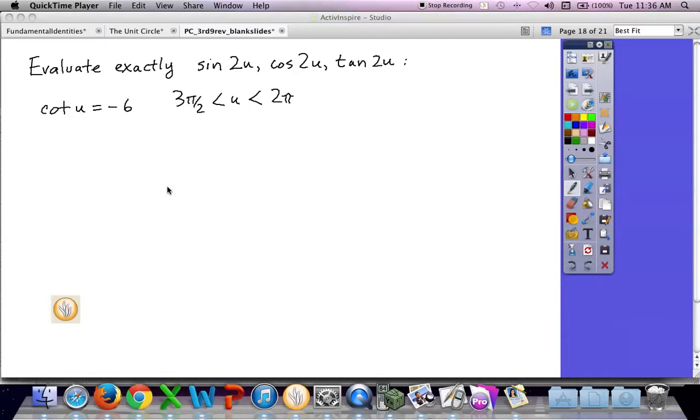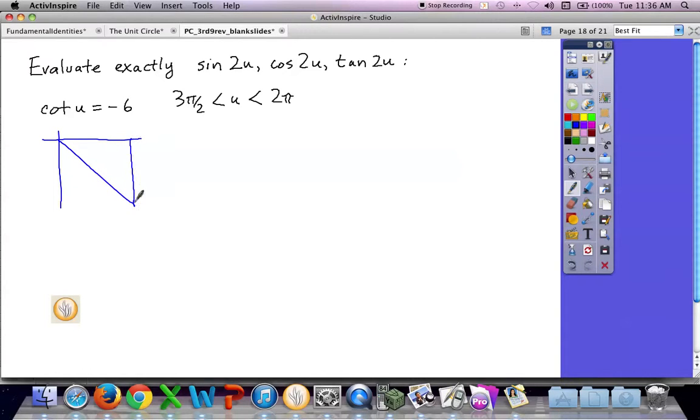Okay, we need to evaluate sine 2u, cosine 2u, tan 2u, given that the cotangent is negative and we are in the fourth quadrant between 3 pi over 2 and 2 pi. So I'm going to draw my triangle in the fourth quadrant. The angle with the x-axis is u, and label the appropriate sides.